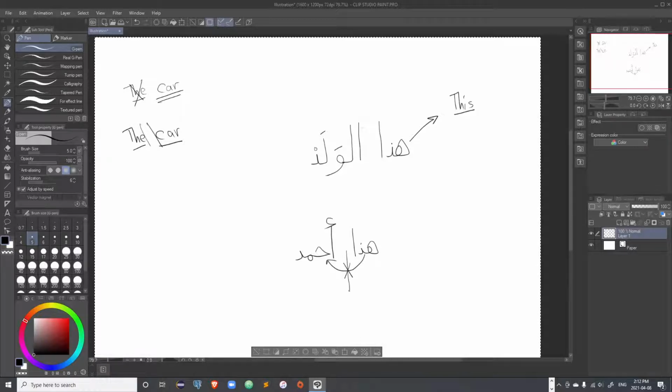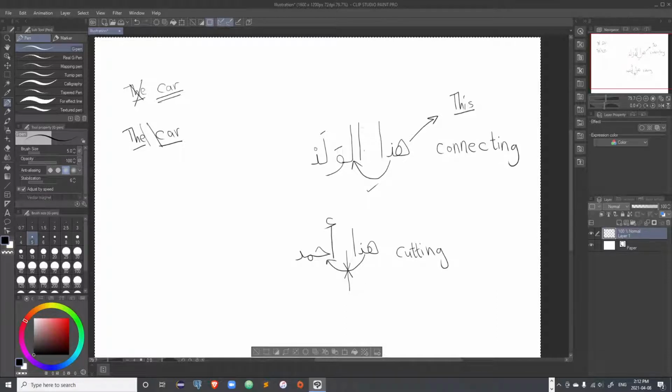It cuts. However, I can fuse here. Why? Because I have a connecting Hamza, so it connects the words. هذا الولد. I do not pause between the words when I am reading or speaking, I say it right away. Here I cannot fuse هذا أحمد. That is the difference between a cutting Hamza and a connecting Hamza. So I'll write here cutting and connecting in case you are taking notes.